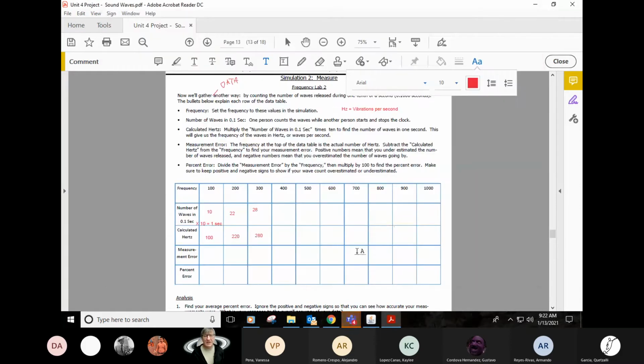Pretty simple, just multiply by 10 to get how many hertz we calculated. We didn't actually count 100 of them. We counted 10 and multiplied by 10 to get this calculation of 100.